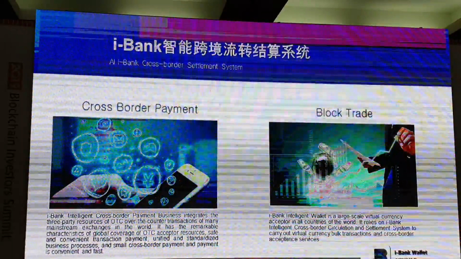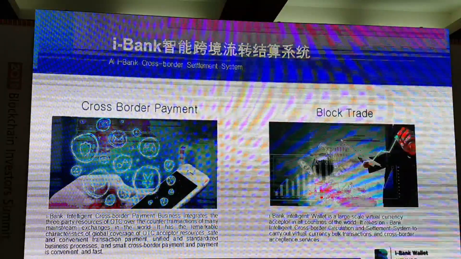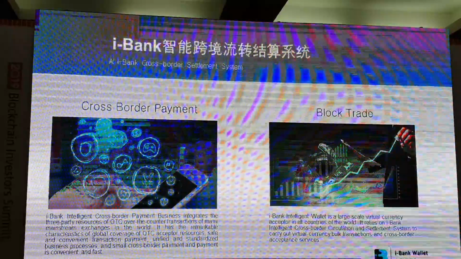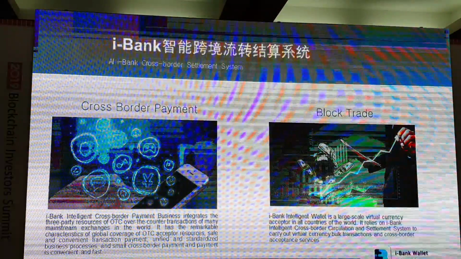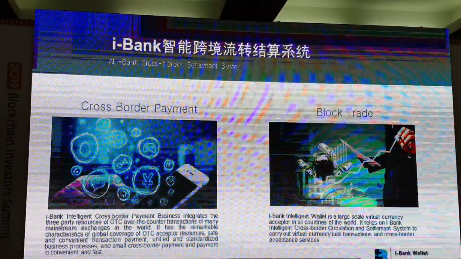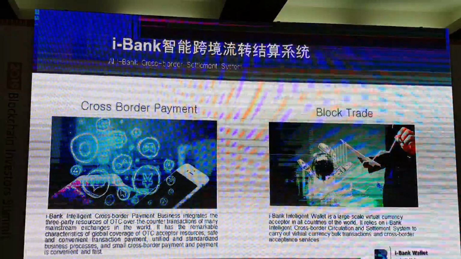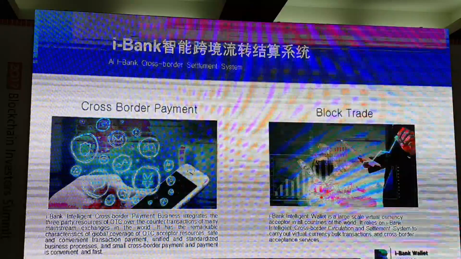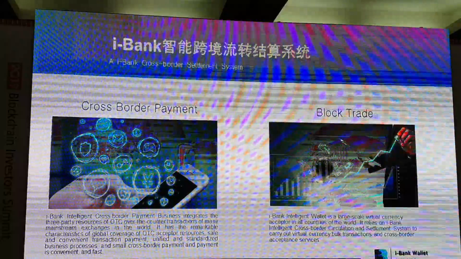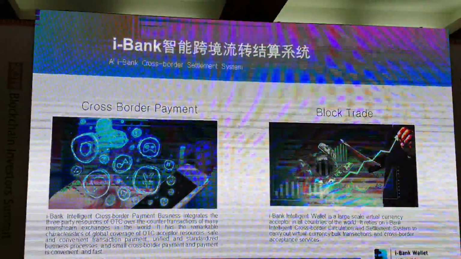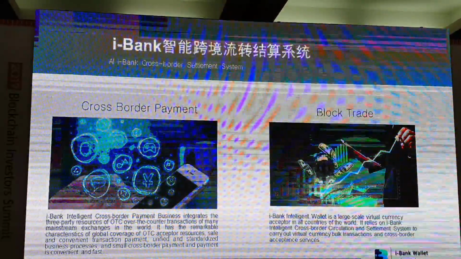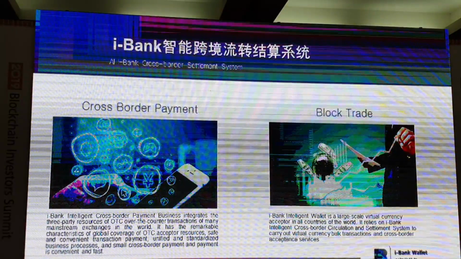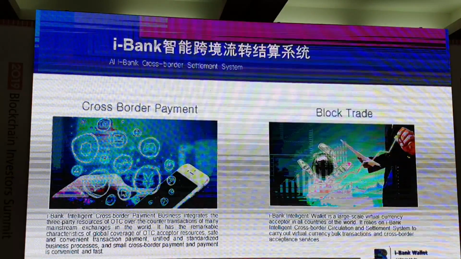Cross-border payment and block trade. The first one, ibank intelligent cross-border payment business integrates the third-party resources of over-the-counter transactions of many mainstream exchanges in this world. Why ibank? Because it means intelligent bank, decentralized, intelligent, decentralized ibank. And don't forget, an intelligent, decentralized bank right in your pocket. It's important, you can have everything here. So let's continue. It has the remarkable characteristics of global coverage of OTC sector resources, safe and convenient transaction payment, unified and standardized business processes, and small cross-border payment is very convenient and fast.